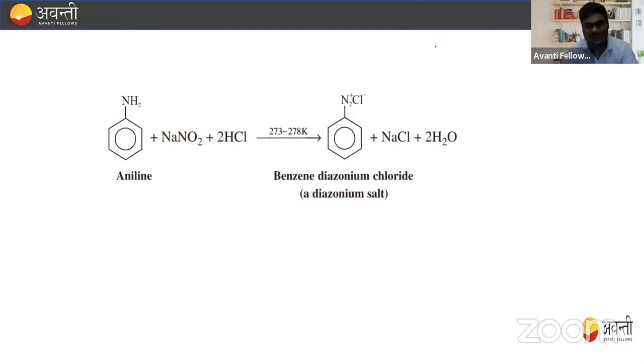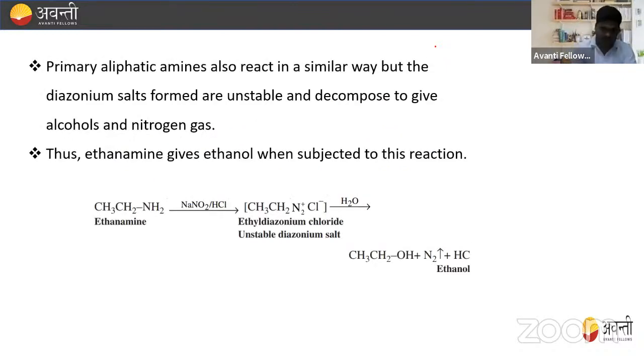So here, when aniline is treated with NaNO2 and HCl at 273 to 278 Kelvin, it will give BDC, that is benzene diazonium chloride, a diazonium salt. Primary aliphatic amines also react in a similar way, but the diazonium salts formed are unstable and decompose to give alcohol and nitrogen gas. Here the ethyl diazonium chloride is formed, but it is highly unstable and directly reacts with water to give ethanol. Thus ethylamine gives ethanol when subjected to this reaction.